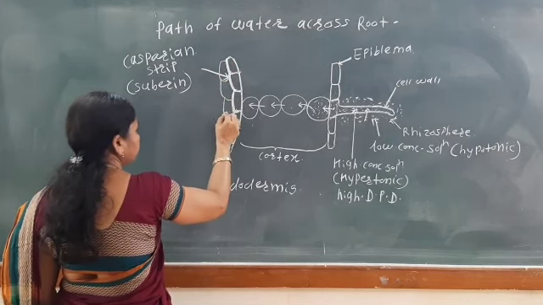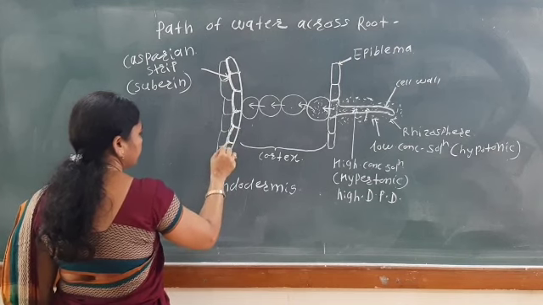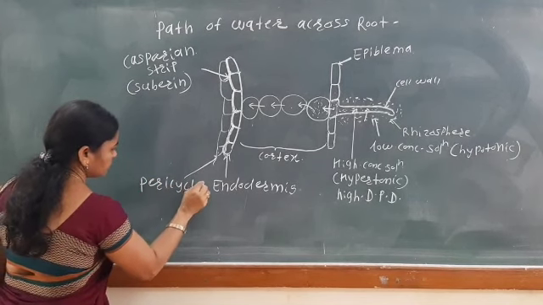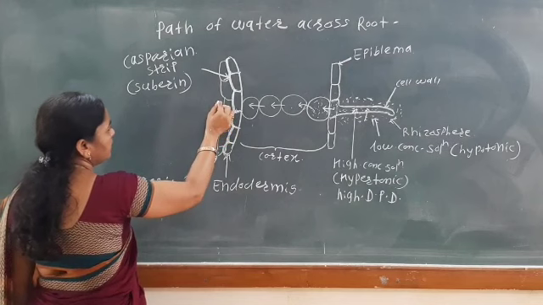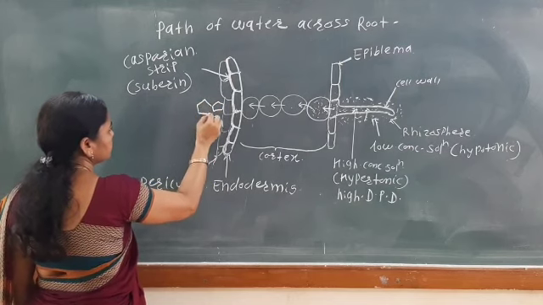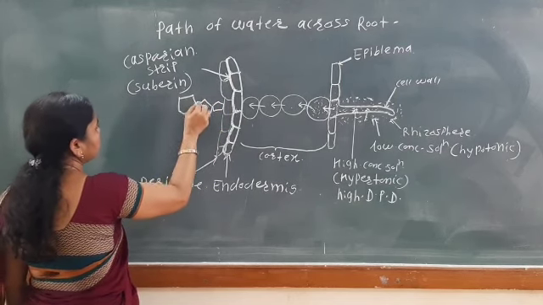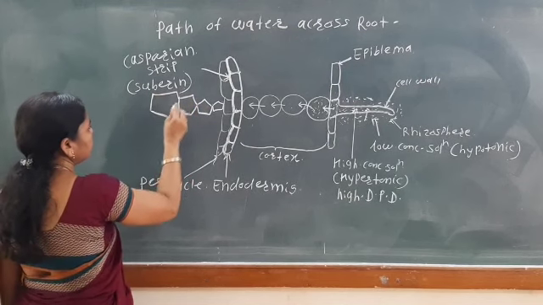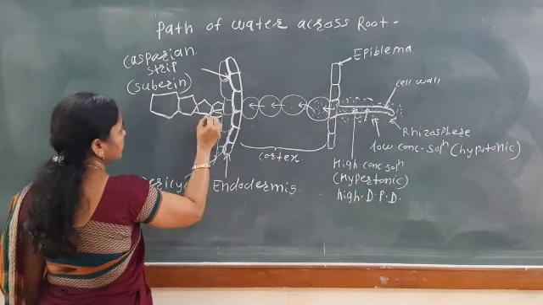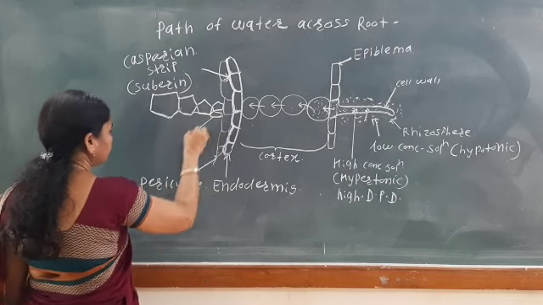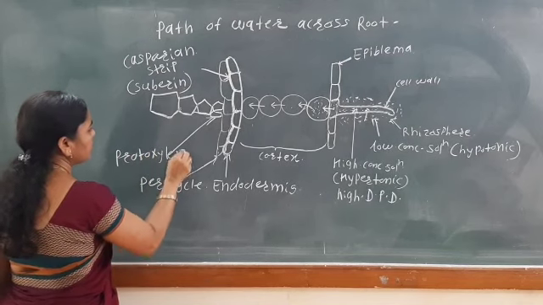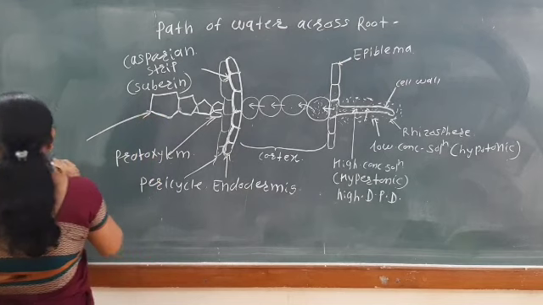These are the pericycle. It is one layer of cells. And inside the pericycle, the water conducting cells are present. These water conducting cells are the xylem. Okay, so here this region of the xylem is the protoxylem, while here it is the metaxylem.